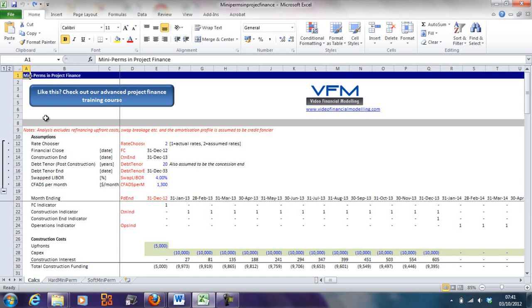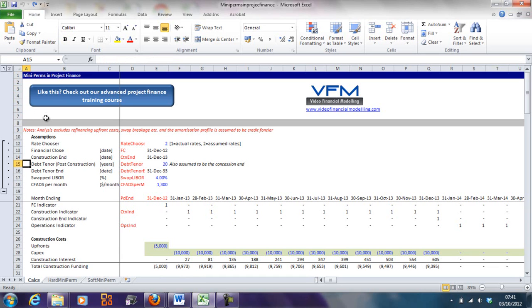In a hard mini-perm, there is a default if the borrower doesn't refinance. So it's a short-term facility with a bullet repayment at the end of, say, 5 years. If the borrower doesn't refinance, then there's a potential default.